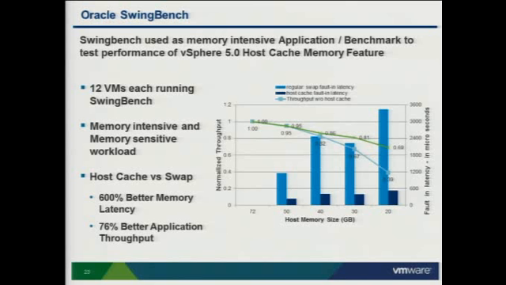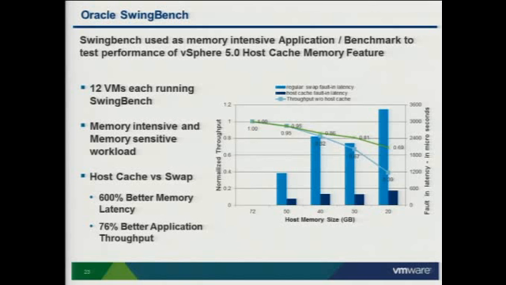This time we were trying to test out host cache, which is a new feature in vSphere 5. We were trying to compare the performance of host cache versus swapping, and so we used Oracle SwingBench for that because of its memory intensiveness. We had 12 virtual machines, each one running Oracle SwingBench. We powered them up on a single ESX host.